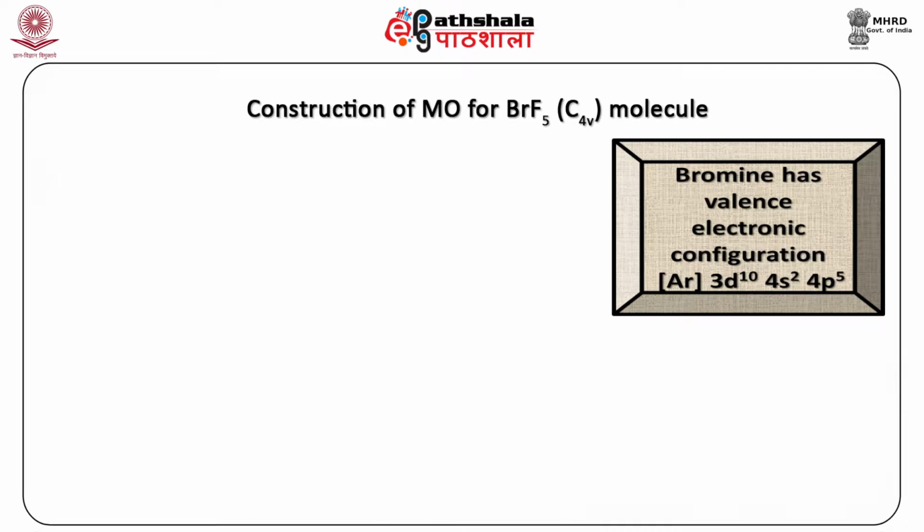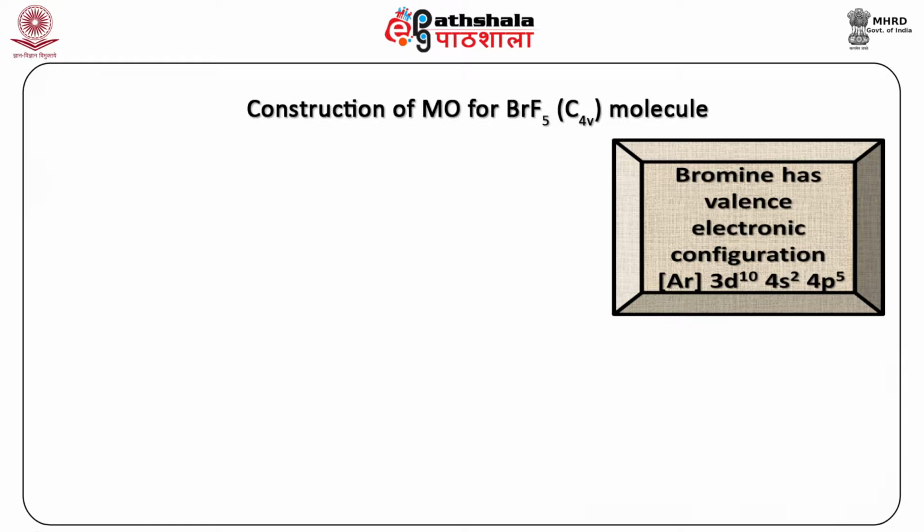The first example taken into consideration is the molecular orbital for the BrF5 C4v molecule. As we are already aware of the sigma bonding hybridization for this molecule, we will now discuss the formation of molecular orbitals and the energy level diagram for the same.